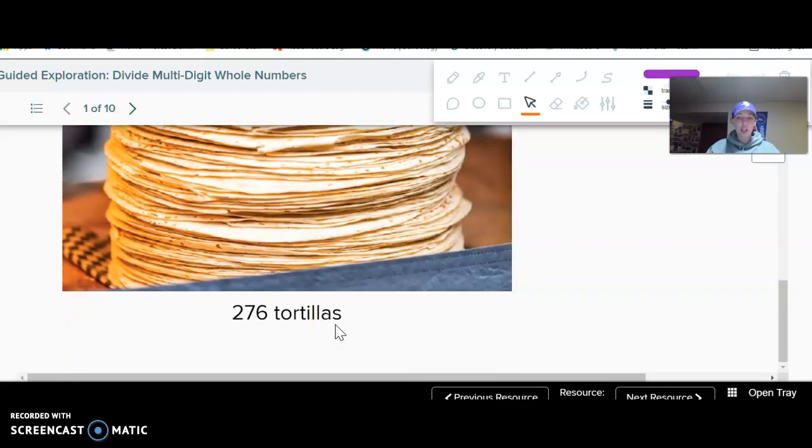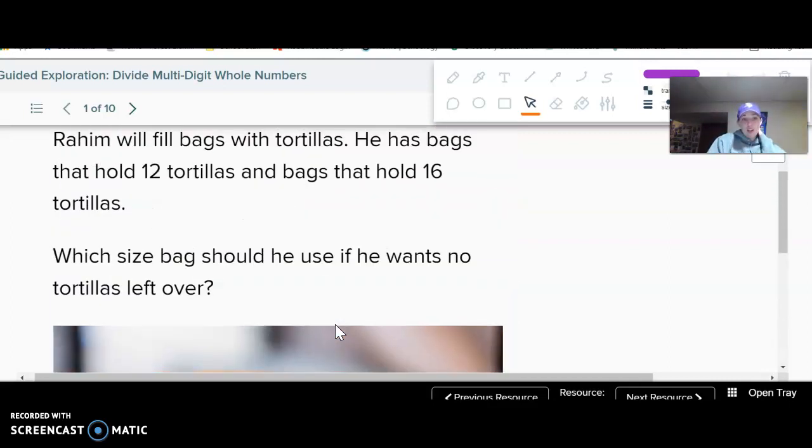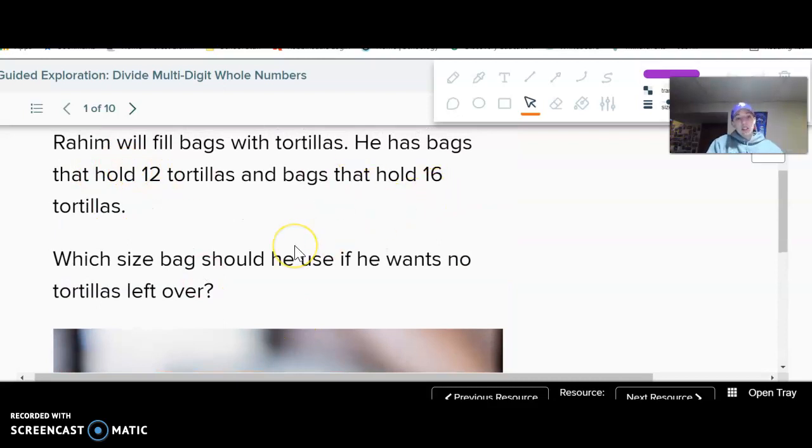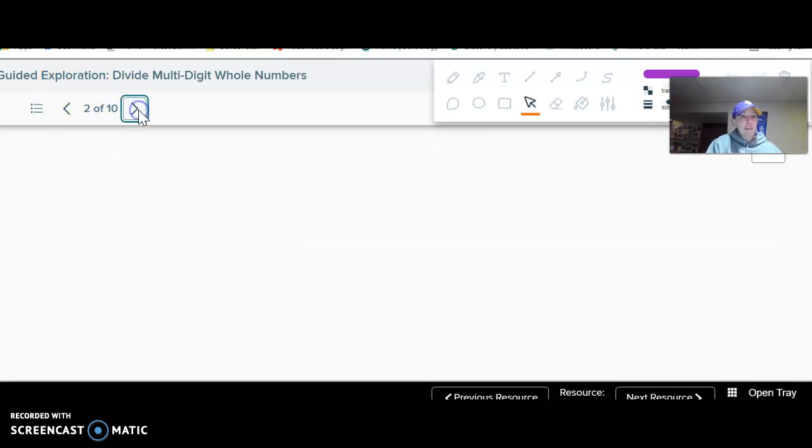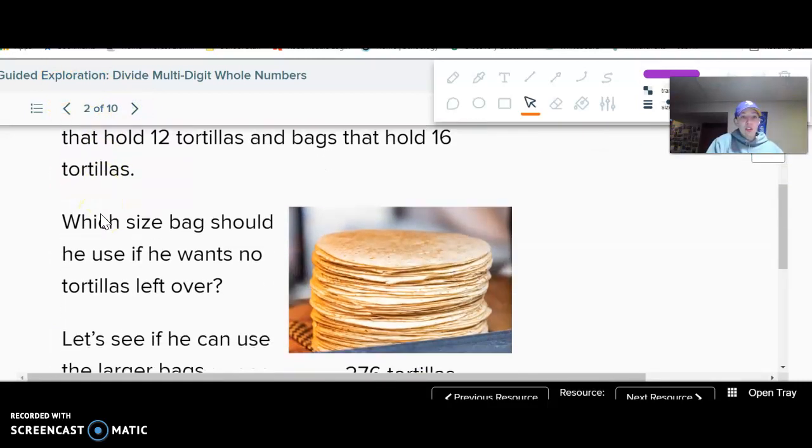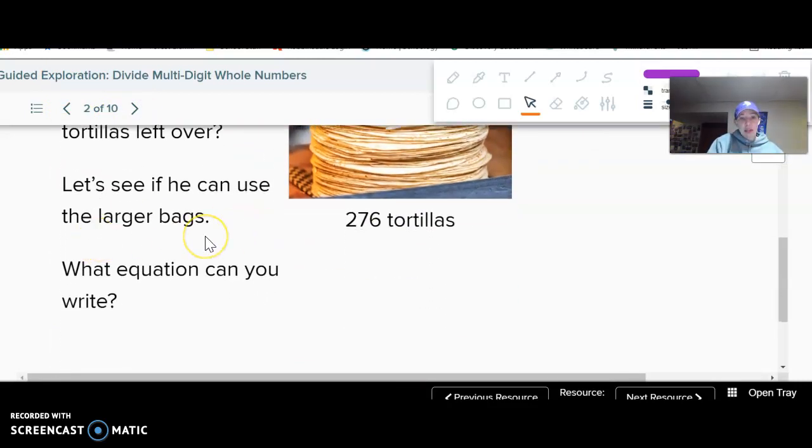276 tortillas, right? Because we need the number that we're splitting into groups. Again, that's what makes it division. We know the whole number of tortillas. We're splitting them up into groups of either 12 or 16 to figure out which will have none left over or no remainder. So let's try the larger bags first.